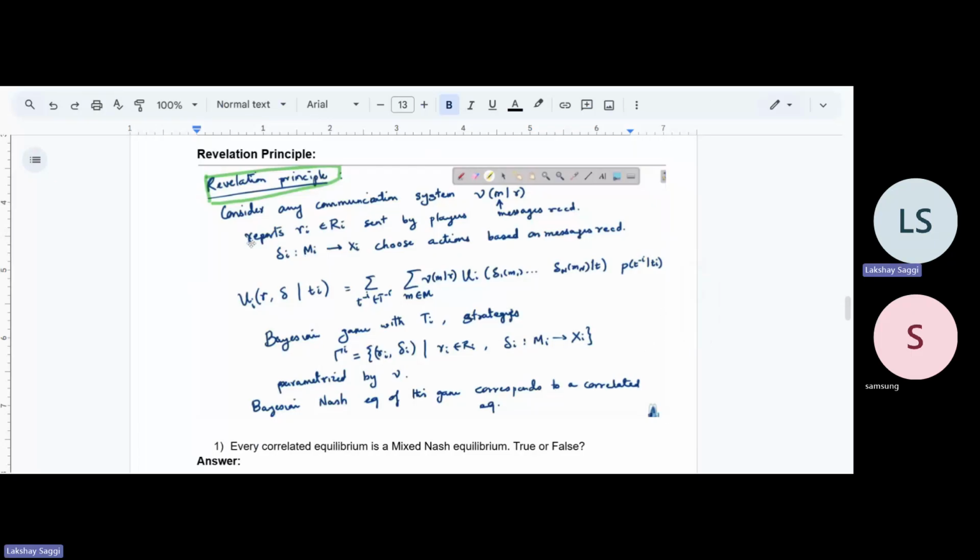At least in theory, this looks like a very beautiful statement, because modeling all of this communication could be a bit complex, but one can just simplify this to a correlated equilibrium.